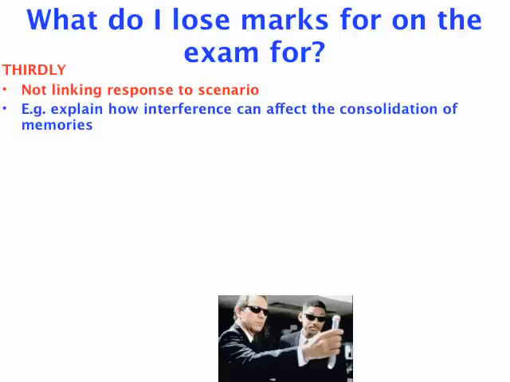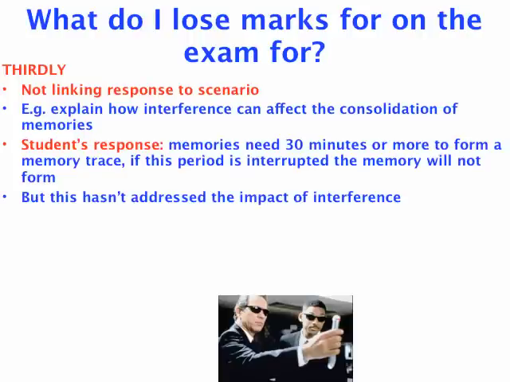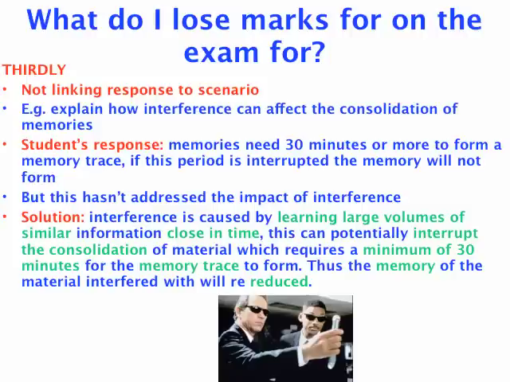Linking questions, students are again traditionally poor on this. Explain how interference can affect the consolidation of memories. So the students sort of gave an explanation of how the consolidation works, but they haven't really addressed how interference can affect consolidation. So what you need to do is you talk about interference, the causes of it, learning big hunks of information, similar in nature, close in time, which can interrupt the consolidation process, which requires a minimum of 30 minutes. Thus, the memory trace will be interfered with and won't fully form.